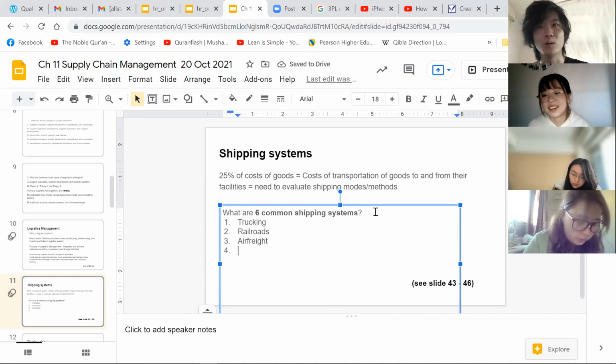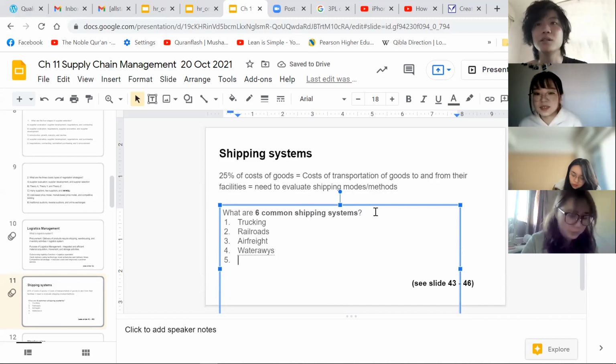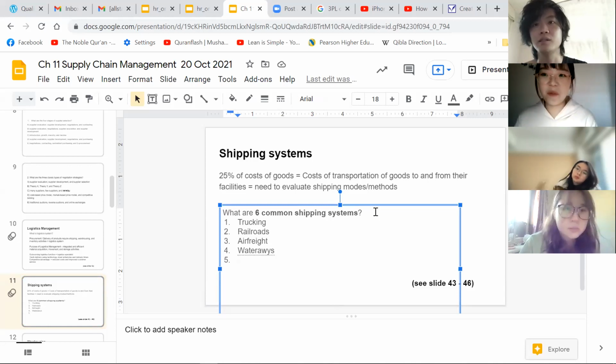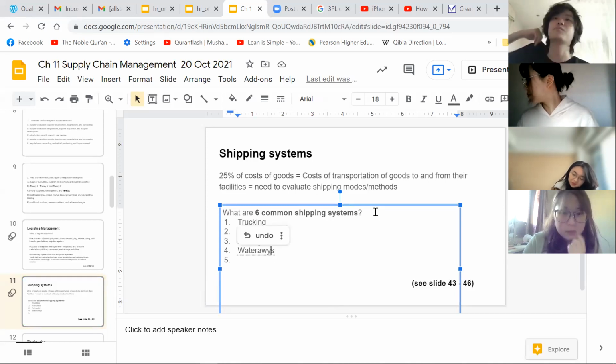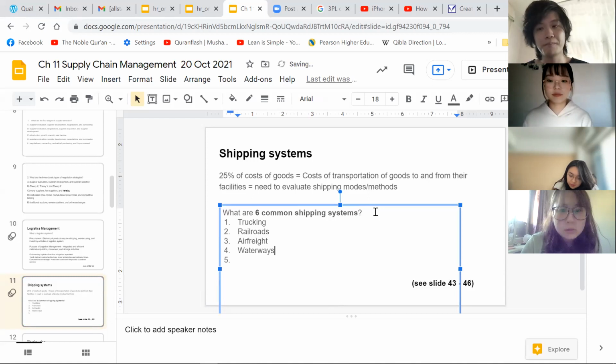And waterways. What do you mean by waterways? Like using some ships or some rivers. I think in China you have the Yangtze-Kiang and the Yellow River. The Yangtze-Kiang is a waterway, or canals. Canals, yes. So what else? This is the common mode of shipping, of transporting.